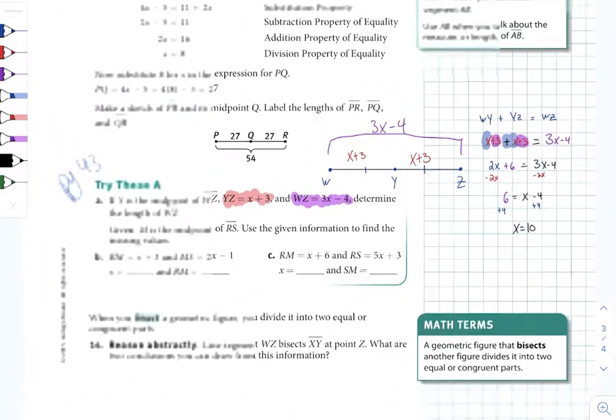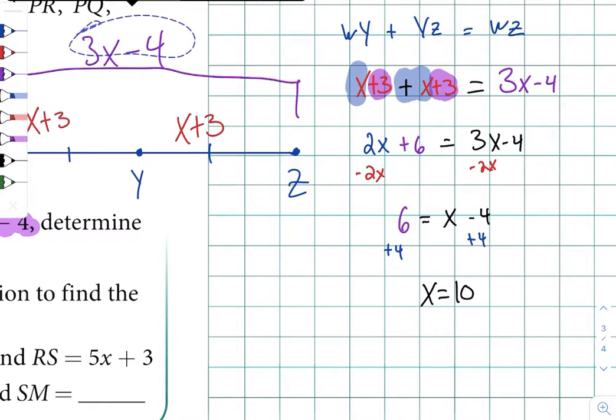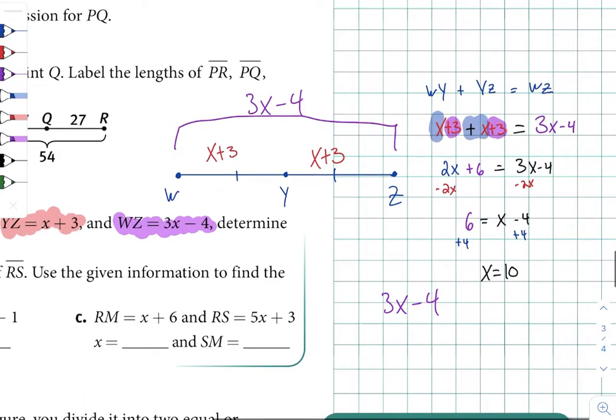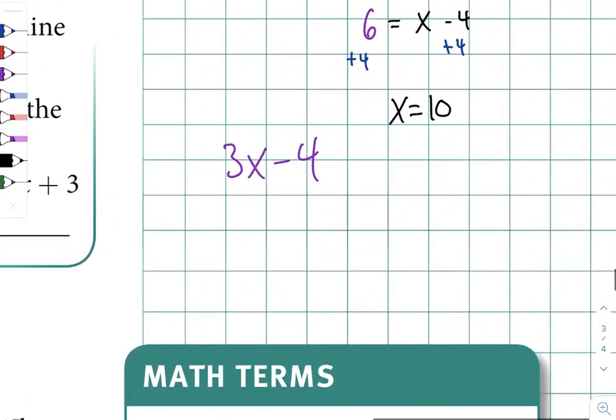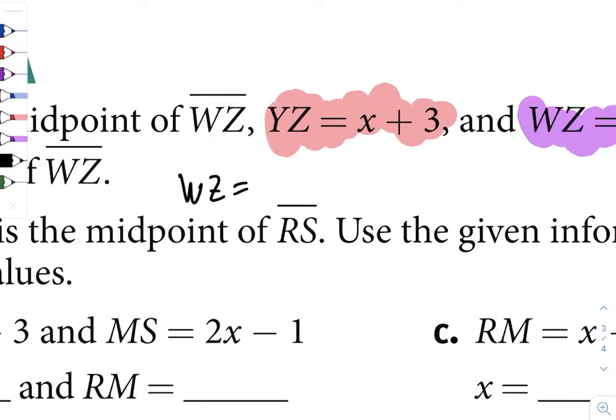And let's go back. What is the length of WZ? They don't ask me to find x. They ask me to find the length of WZ. I know the length of WZ, they told me, was 3x minus 4. So if I plug my new x in here, 3 times 10 minus 4, 30 minus 4, is 26. That's going to tell me that the length of WZ is 26, and that answers this question.